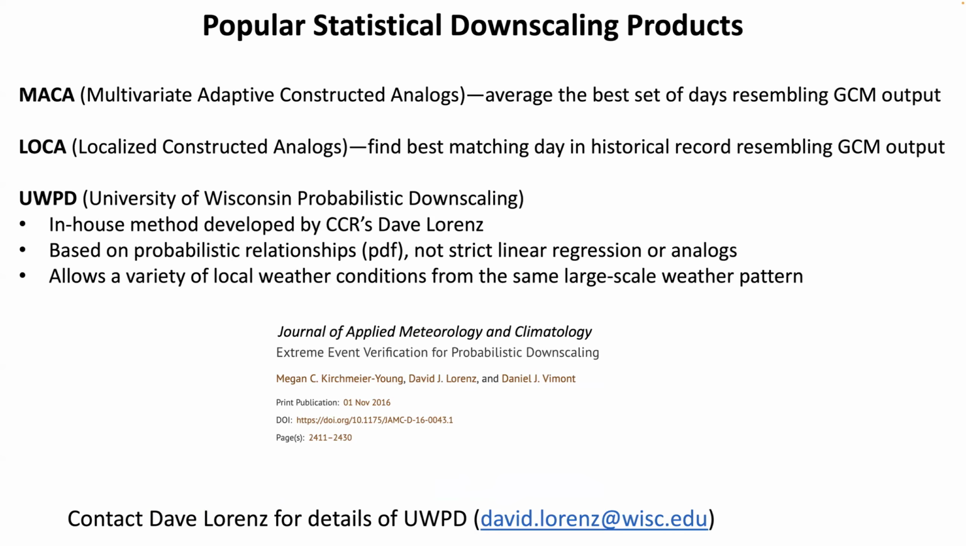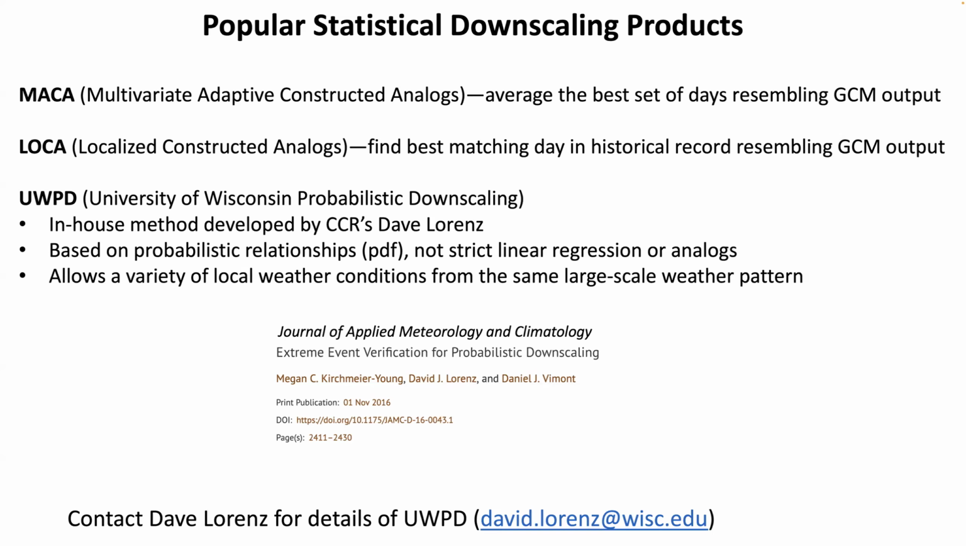I'm going to show here a few popular statistical downscaling products that you might hear about. It's an alphabet soup. I apologize here. One of them you might hear about is called MACA, M-A-C-A. Another one is LOCA. These are two analog types of products. Another one is the UWPD, which I'll get into next. But let me first start off with MACA and LOCA.